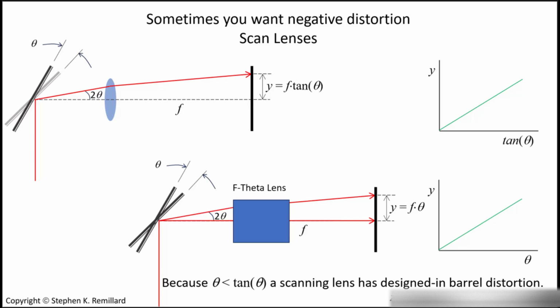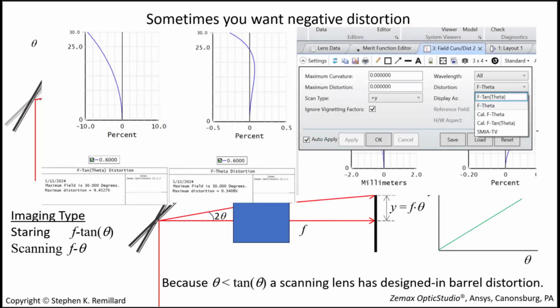Whether you take the F-theta or the F-tan theta view of distortion depends on whether you're designing a lens for an imaging array that collects all light at once, known as a staring array, or if you're designing for use of a scanning array, such as the photocopier. In the event of a scan lens, where the image height should track the object field, OpticStudio has an option for plotting the distortion as F-theta, such as shown on the right, instead of as F-tan theta, such as shown on the left. These data are from a lens with a lot of barrel distortion, which actually ensures fidelity when the image is being formed with scanned light.